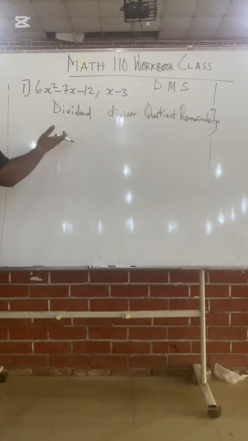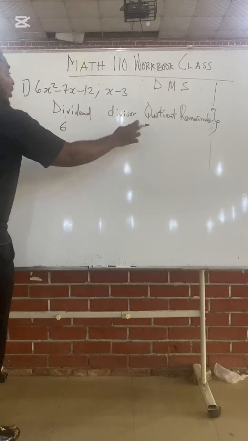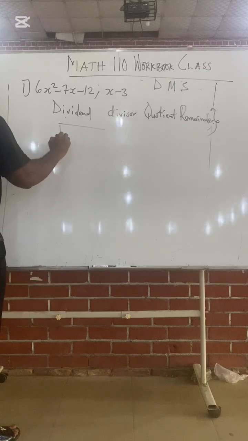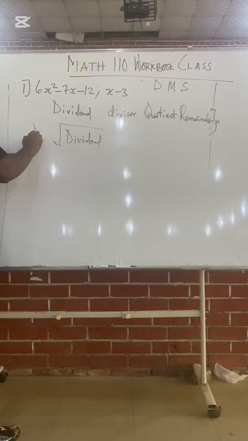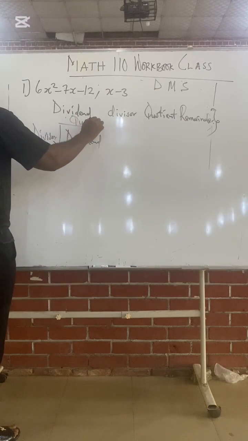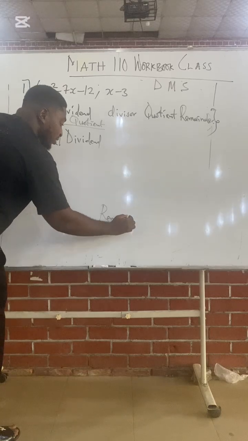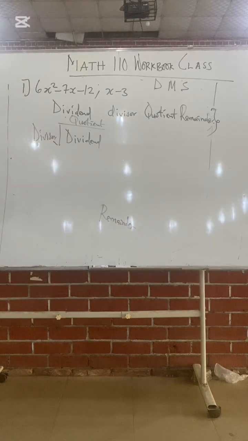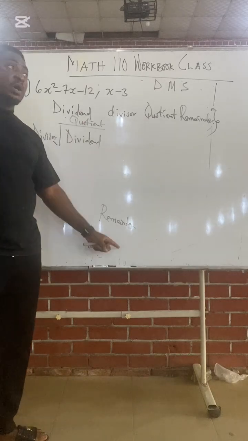Class, now that you know this, let's apply the same thing here. 6x squared, this is the dividend, this is the divisor. The dividend is what is inside here. This is a divisor. The answer you get here is your quotient. And your remainder is what is left after division can no longer go forward. So dividend divided by divisor gives quotient and remainder.